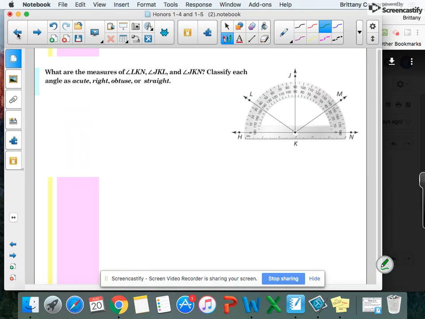So our first example, we're going to look at a protractor and classify each angle and say how many degrees it is. So we're going to first trace over these angles. So our first angle is LKN.